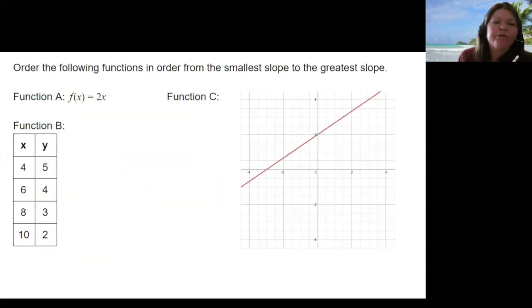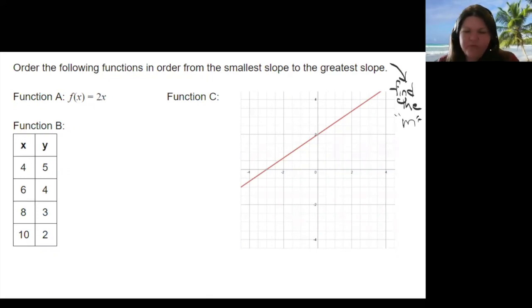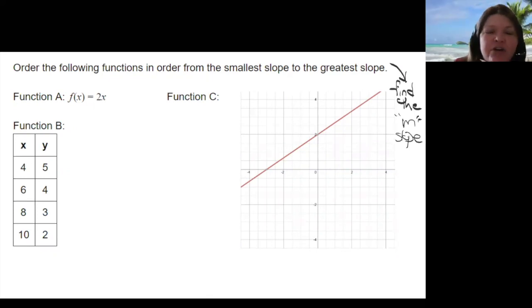It says order the following functions in order from the smallest slope to the greatest slope. What are they asking me to do or to find? Find the slope from smallest to greatest. Exactly. We're going to order slope from smallest to greatest. So that means we have to know how to find slope.